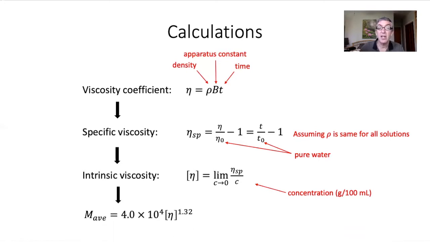So scientists have made solutions of several different known samples of polymer with different average molecular weights, measured the intrinsic viscosity of each, and determined that this equation fits all of the data. So you can use this equation, that particular coefficient, that particular exponent, from your intrinsic viscosities. This will give you the average molecular weight in grams per mole.